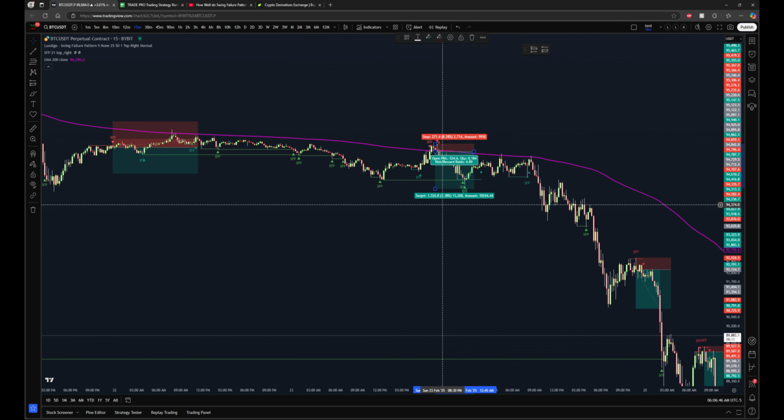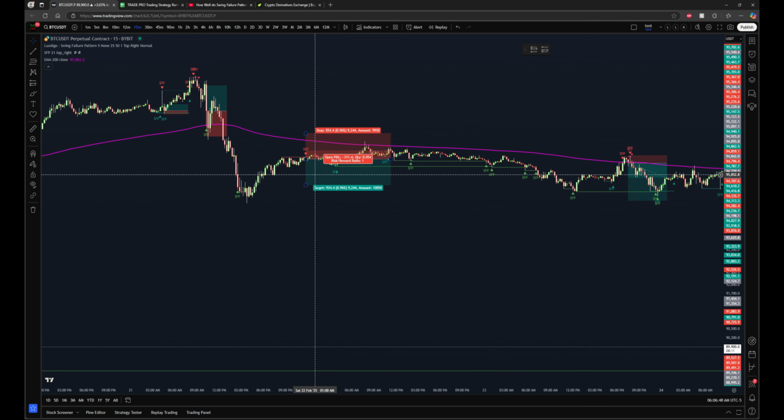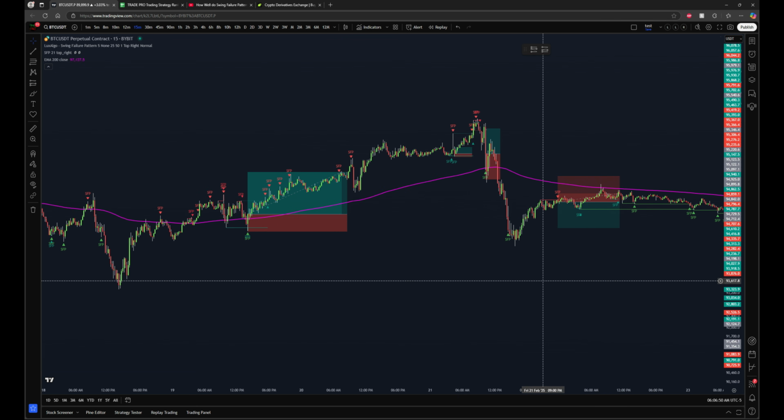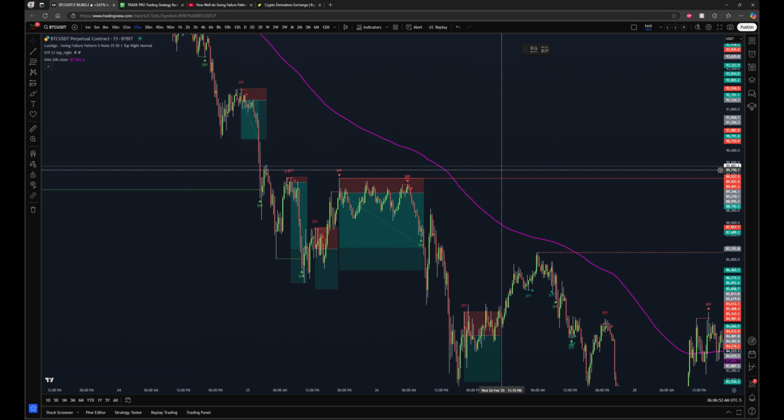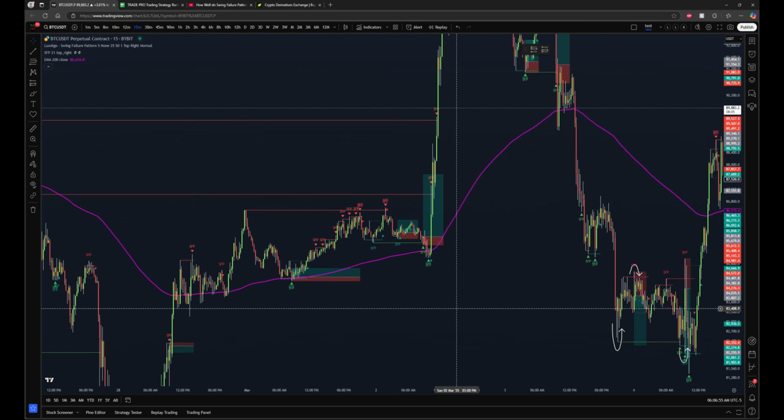Here's another one that's a winner. Looks like this one was a loss. But yeah, you get the point. That's the strategy. Super simple. Time to get into the 100 back tests. Fast forwarded, then we'll talk about the results at the end.